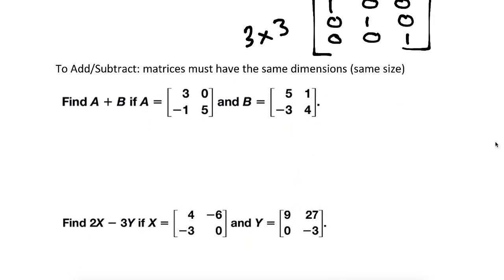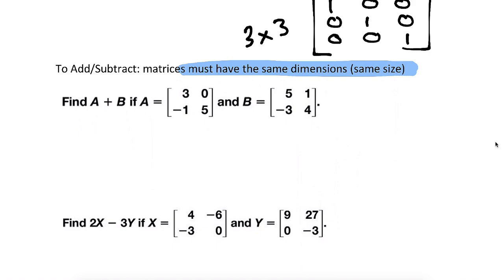So we can add or subtract matrices, but only when they have the same size. We cannot add or subtract them unless they're the exact same size. And so if we add or subtract them, we're just going to add the places.